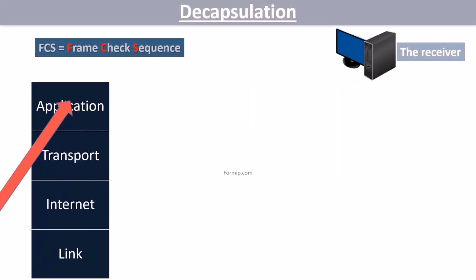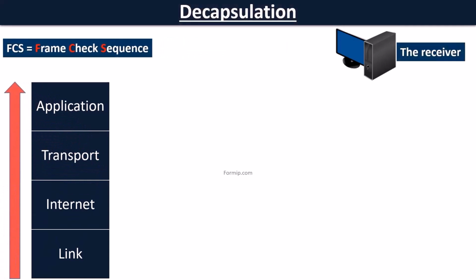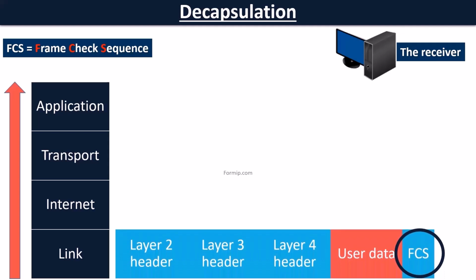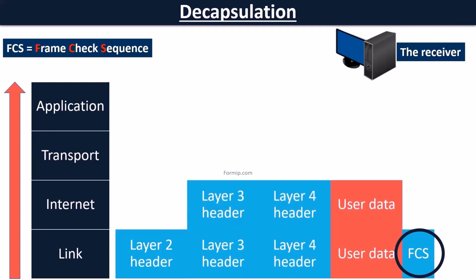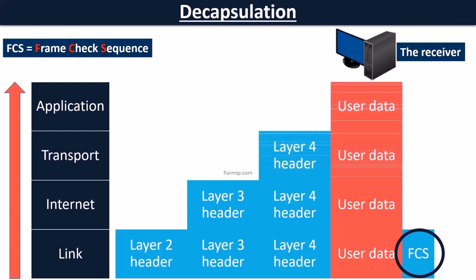And decapsulating is the same process in reverse. When receiving the message, the receiving host runs the protocol from bottom to top. The link layer checks the FCS field to see if there are any errors in the data. If the data is not good, it will request a replay. And if the data is good, the head will be analyzed by layer 2, and the remaining data will be transmitted to the internet layer. Then the decapsulation process continues in the transport layer, which unpacks the data for the application layer.